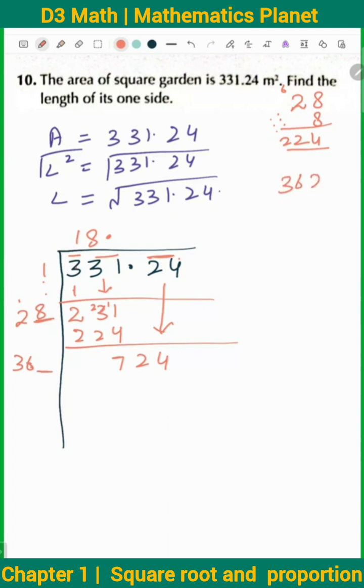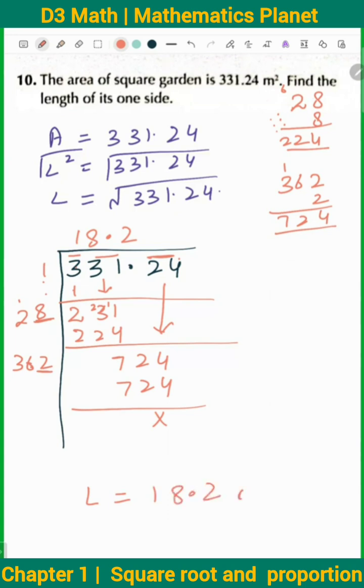Let's do with 2. So with 2, I'm getting a good answer, 720. So the square root of this is 18.2. So the length of one side is 18.2 meters.